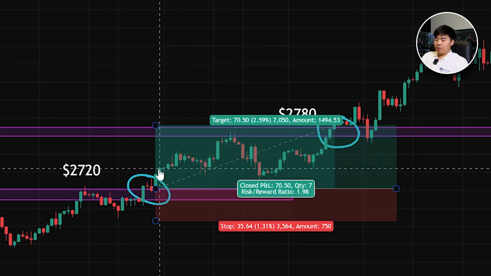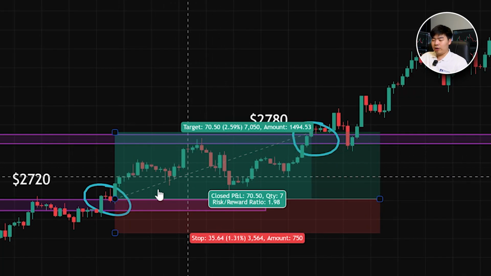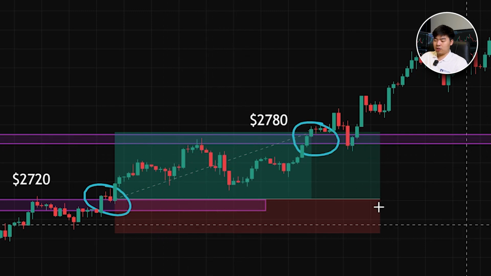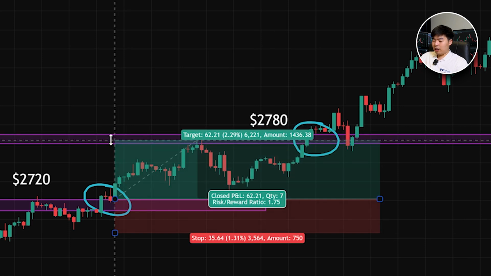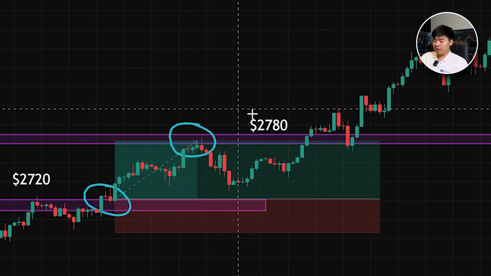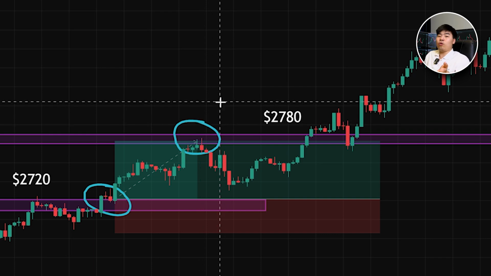See, when it touches the resistance, or the term is retest, when it retests the resistance level, it bounces back down. See here, if I take profit at around 2780, I would have taken profit maybe here, not here, maybe here, and I'm good. Like, I no longer worry.